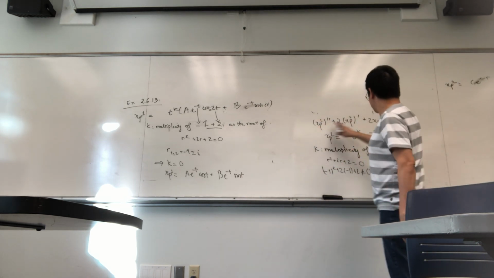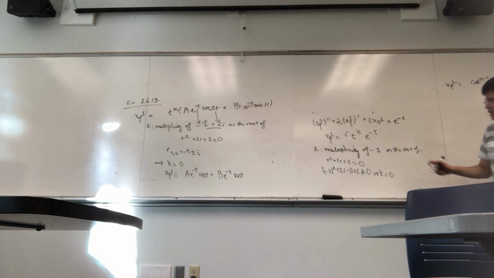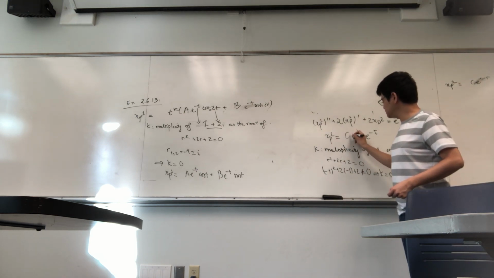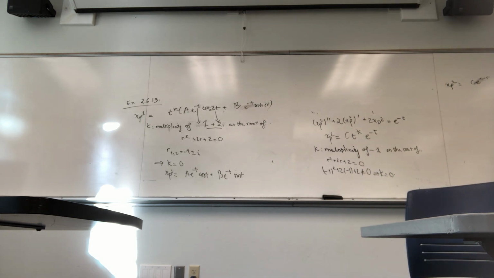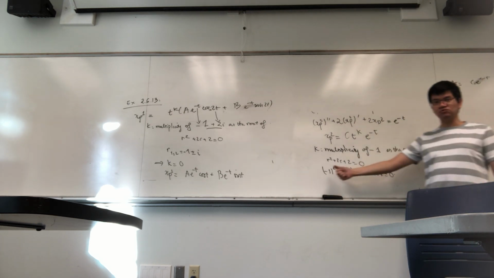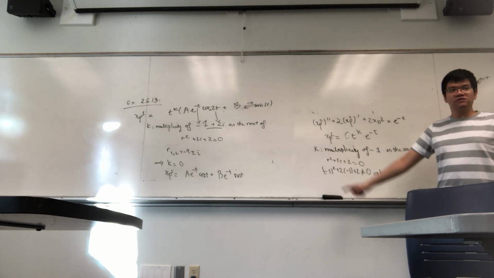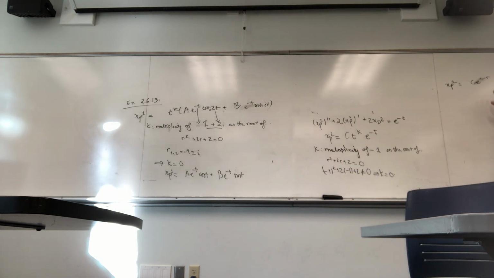Now I have to find xp2. xp2 will satisfy this one. I use a table and I find c t to the k e to the power minus t. K is the multiplicity of minus 1 as solution of the characteristic equation. So this has to be 0. And this is the form of xp2.